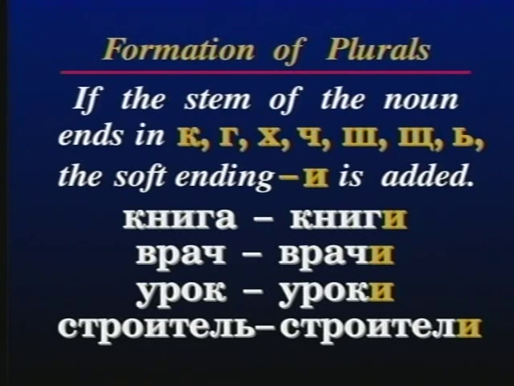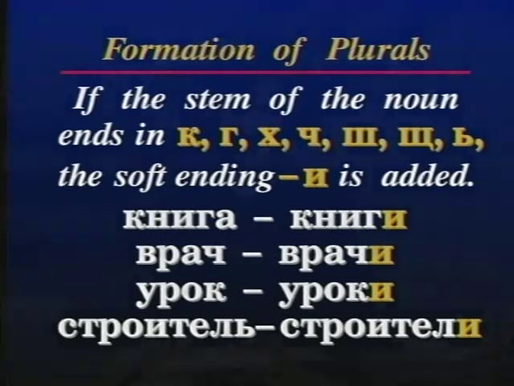If the stem of the noun ends in К, Г, Х, Ч, Ш, Щ, soft sign, the soft ending «и» is added. Книга, книги. It's because of the letter Г in the stem of this word that we add the soft plural ending. Книги. Врач ends in Ч, and again that's one of the letters that affect the plural ending. Врачи. Урок ends in the letter К, and look at the list of those letters. That's the first one on the list. Уроки. Строитель ends in a soft sign. And again, the soft sign affects your plural ending. Строители. Книги, врачи, уроки, строители.